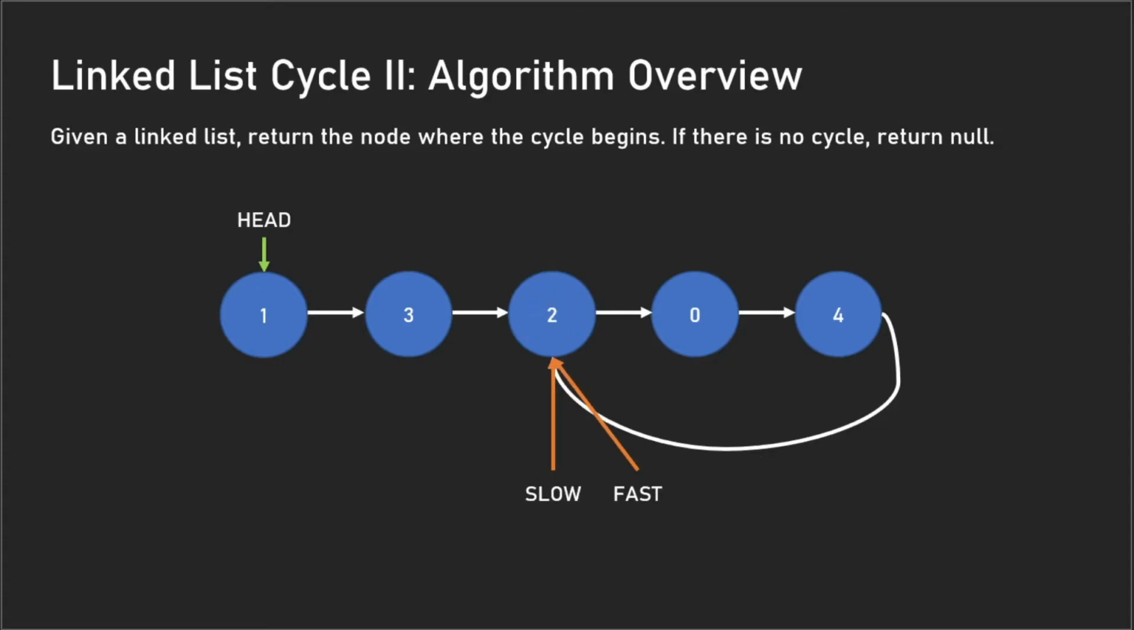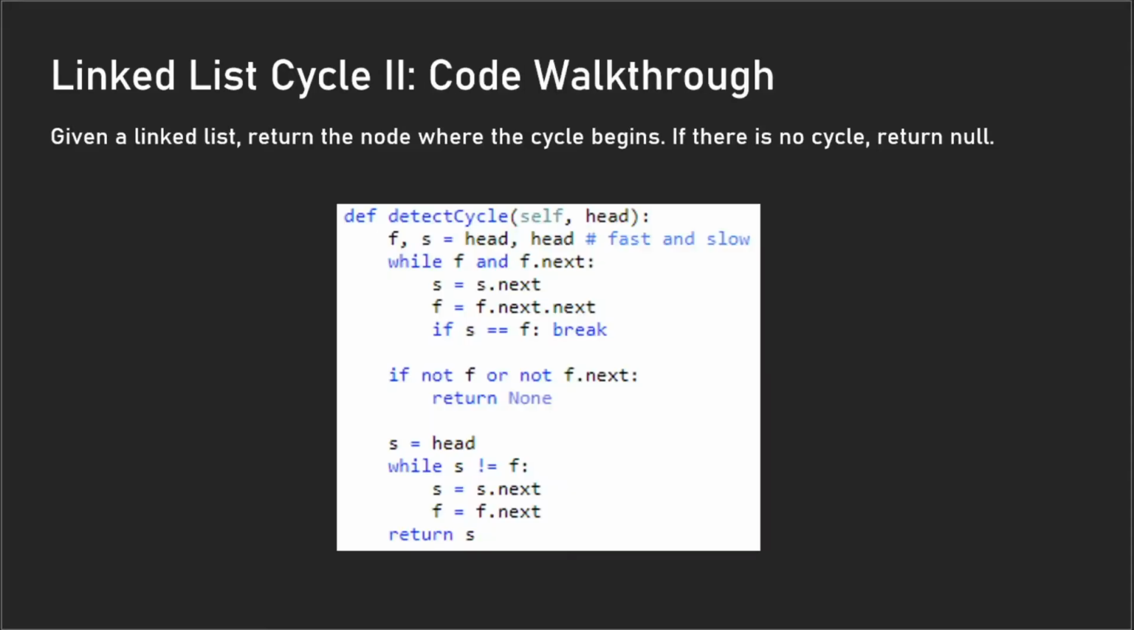If we do that, we'll eventually get to the point where the slow and fast are pointing to the beginning of the cycle. The reason why this works is because the fast pointer is always going to travel twice the distance as the slow pointer. So if we reset one of the pointers to the beginning and just increment them by 1, we'll eventually get to the point where they're both pointing to the beginning of the cycle. There's a lot of math that you can do to prove this, and I'm going to put a link in the description if you want to check that out. But I'm going to just jump right into the code.